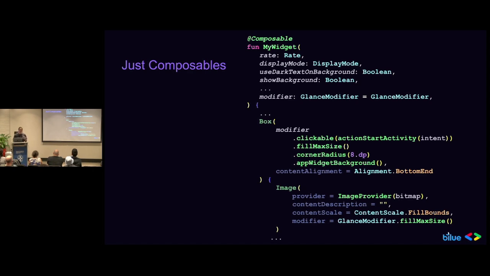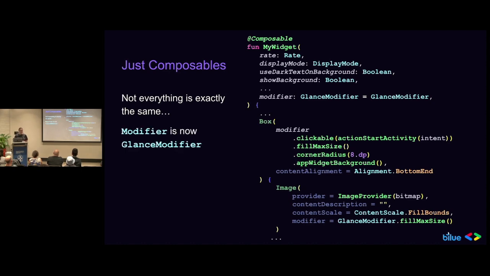So we can see here in this composable, I'm passing in some arguments. I've got a box, I've got an image, there's a modifier, all looks pretty good. But nothing is exactly the same. Modifier is now GlanceModifier. We can see this here. And by the way, Glance versus GlanceModifier, I use them interchangeably. So this is a bit different. And you might think, oh, that's all right, I'll just use that. The trouble is that not everything is available to you just like it is in regular Jetpack Compose modifier. So that's a bit of a trap.